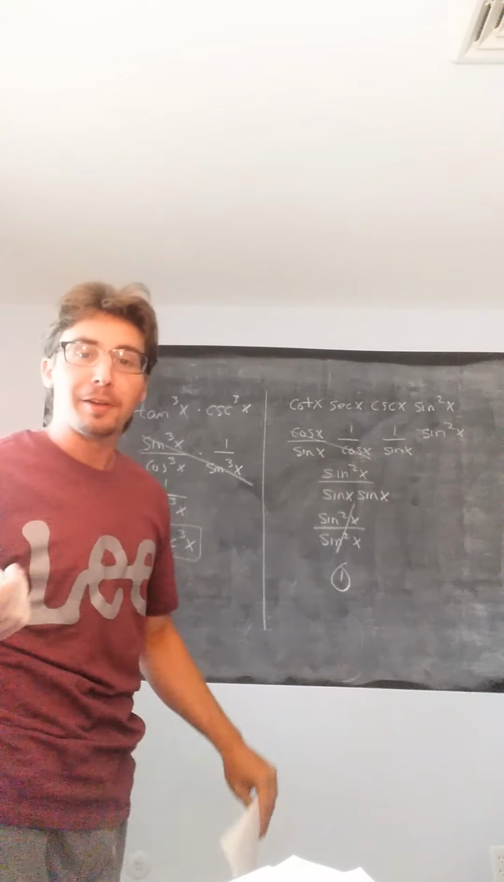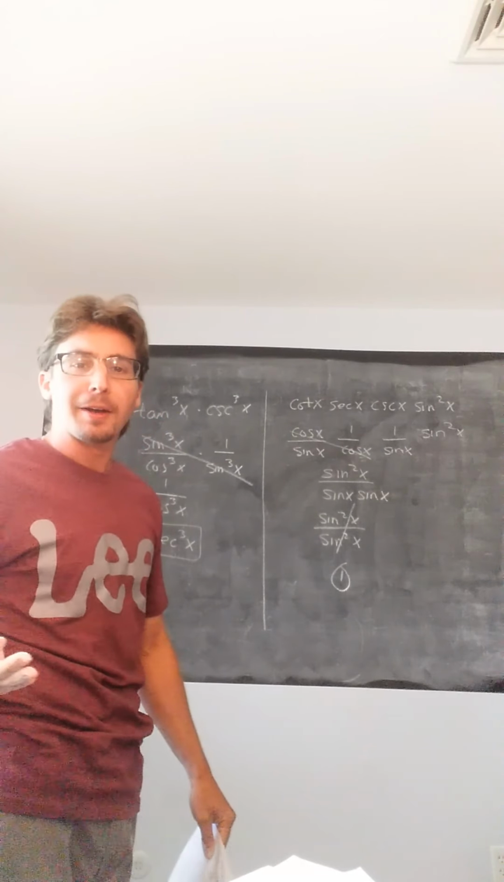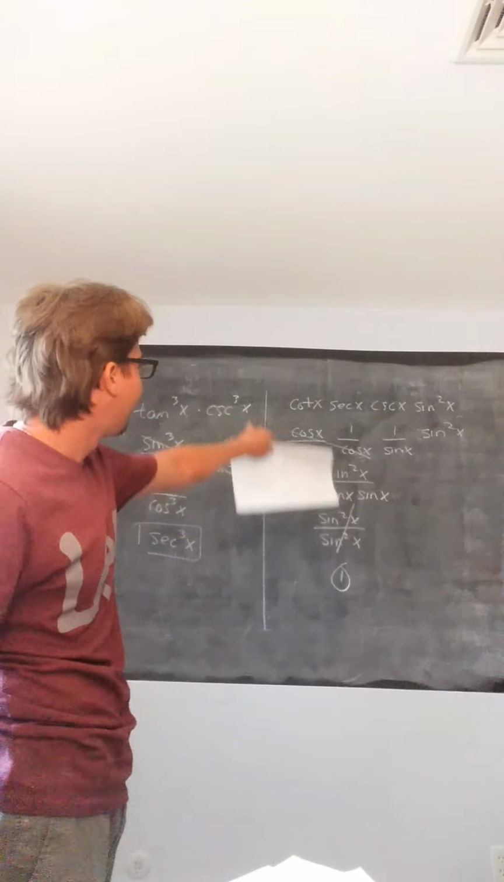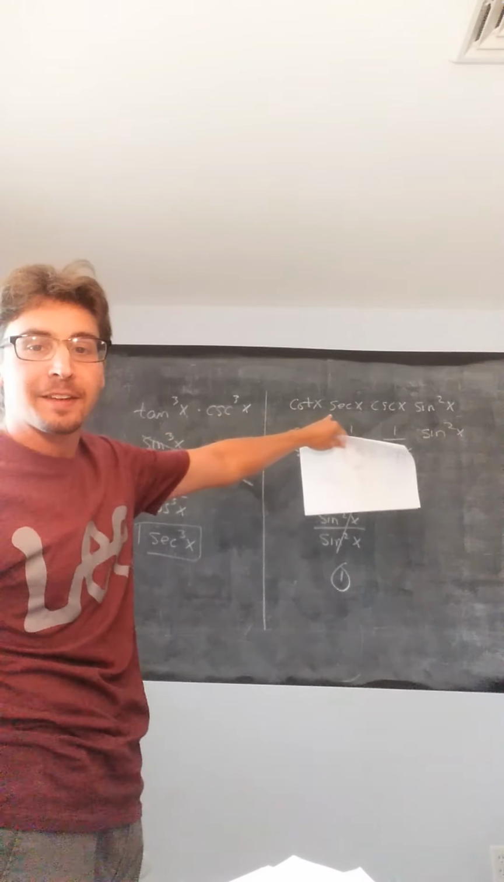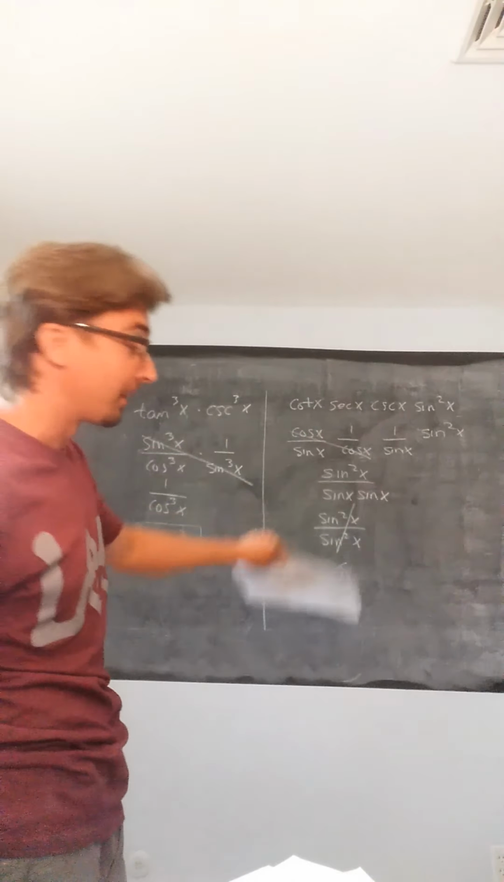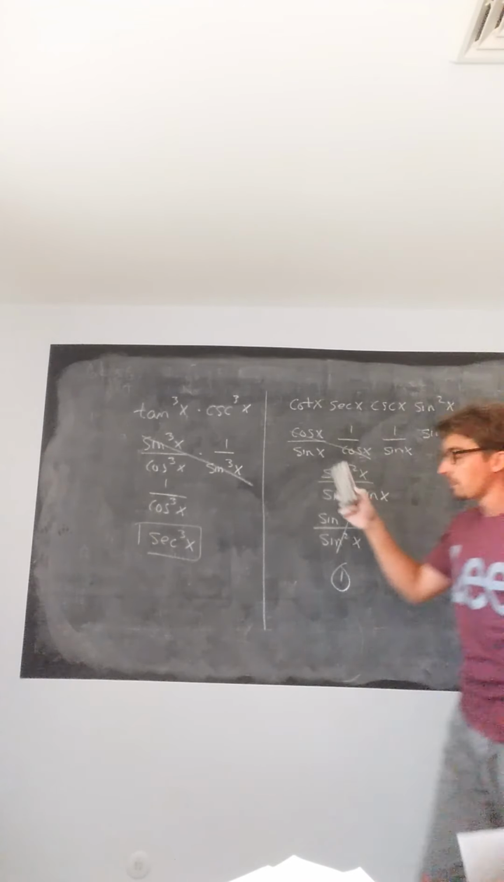As you know, there are many ways to write 1: 1 over 1, 8 over 8, negative pi over negative pi. And now we can write 1 as cotangent times secant times cosecant times sine squared. Kind of interesting. Okay, so those are basic ones.